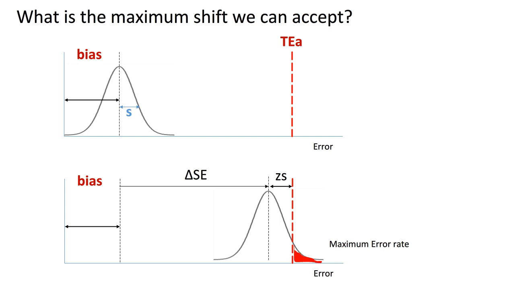We define the distance of the mean from the boundary by z times the standard deviation. You can think of the quantity z times s as a buffer zone that protects against serious error. Z depends on the maximum allowable error rate, and we determine z from probability tables. For example, if the maximum serious error rate is 2.5%, z would be 1.96, and if the maximum error rate were 5%, z would be 1.65.